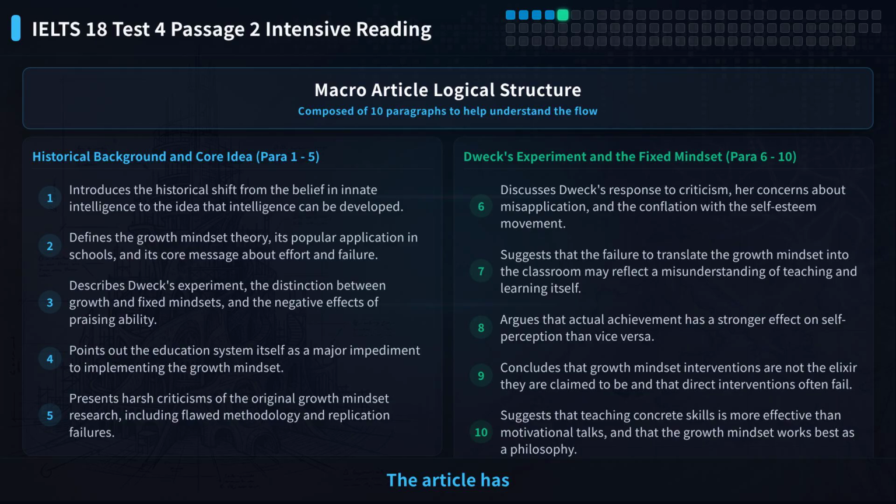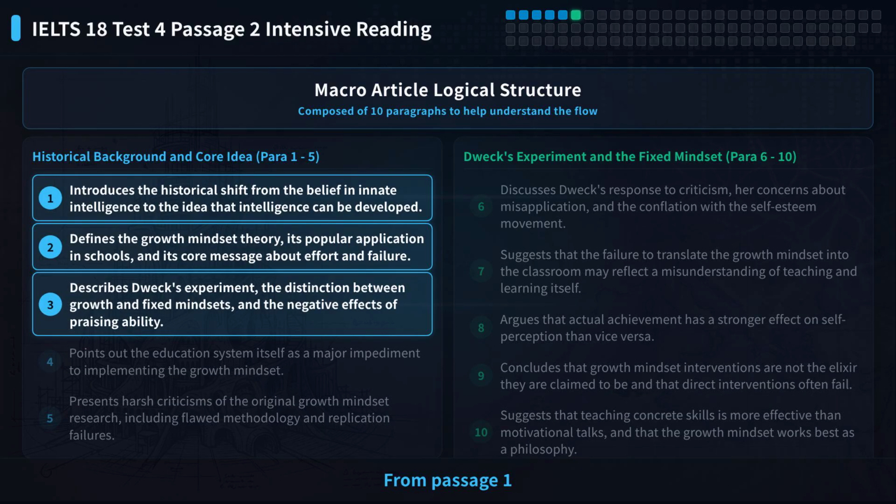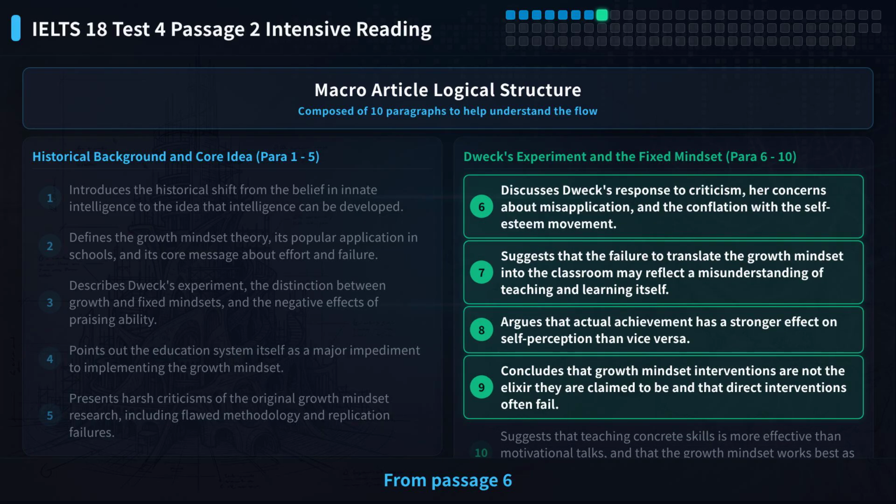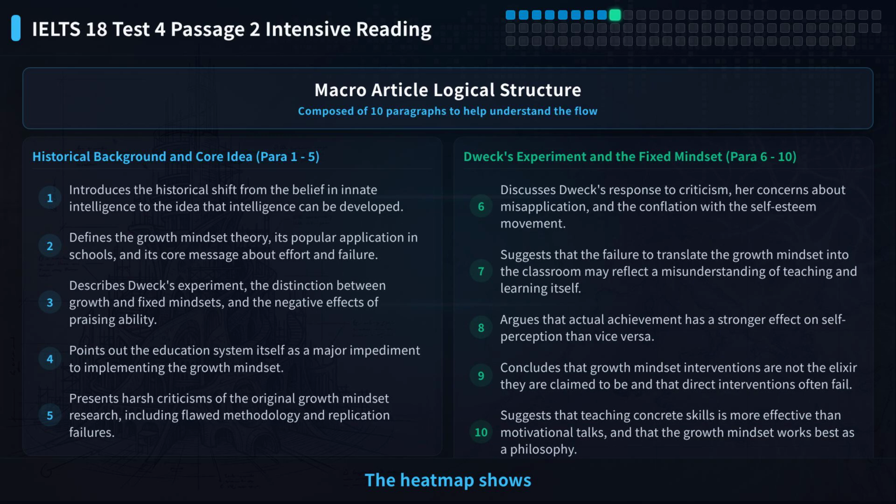The article has 10 paragraphs. It is an argumentative essay about the growth mindset. From passage 1 to 3, it introduces the theoretical basis of the growth mindset. From passage 4 to 5, it discusses implementation problems and criticism. From passage 6 to 9, it explores misunderstandings, intervention effects, and conclusions. The heat map shows that most questions are concentrated in paragraphs 3 to 6.